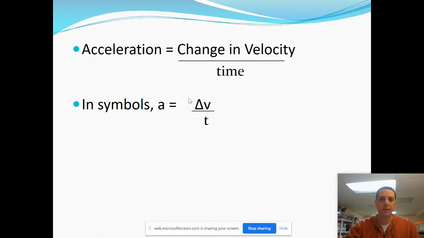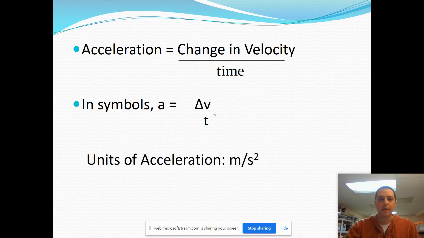If we're looking at acceleration as change in velocity over time, we have to look at the units of acceleration. So if the change in velocity is meters per second and the units for time is seconds, a meter per second per second is equivalent to meters per second squared.